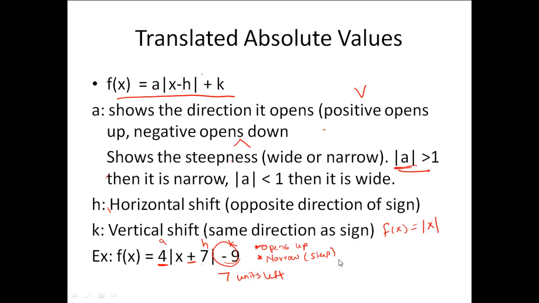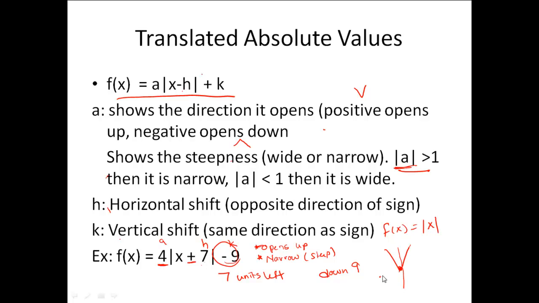Then the k is a negative 9. That tells us our vertical shift. We use the same direction as the sign, so the negative indicates down, so we would shift it down 9 spots. Now if you think about what that means, when I take my parent function, my vertex is usually a good point of reference. I always want to have my vertex on there.